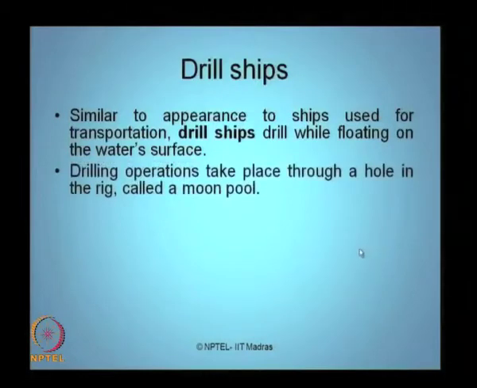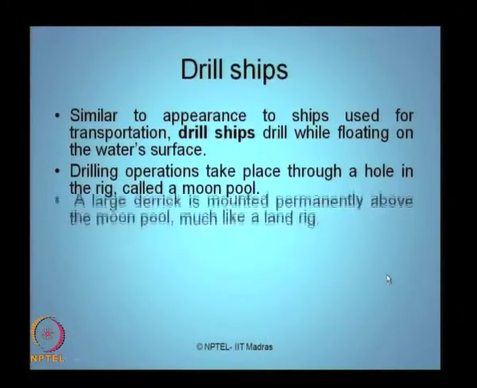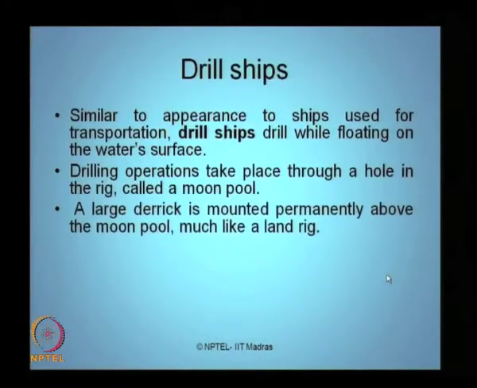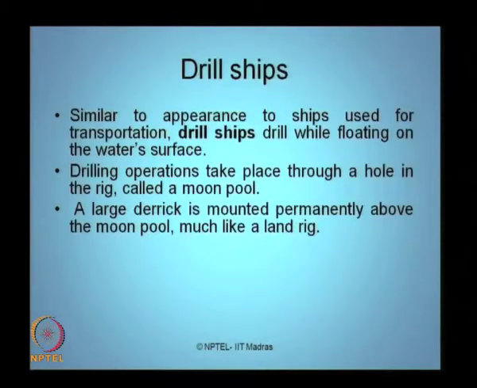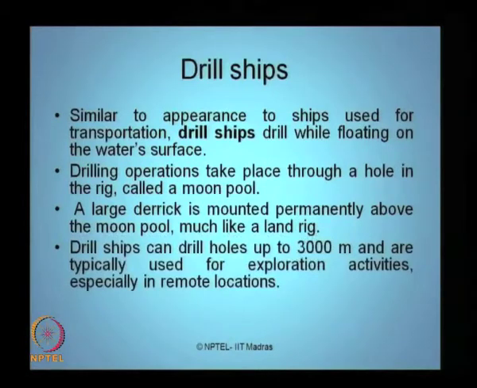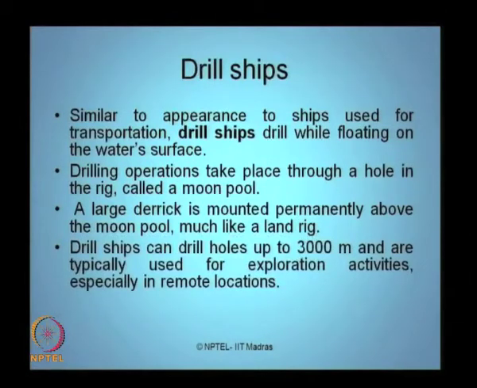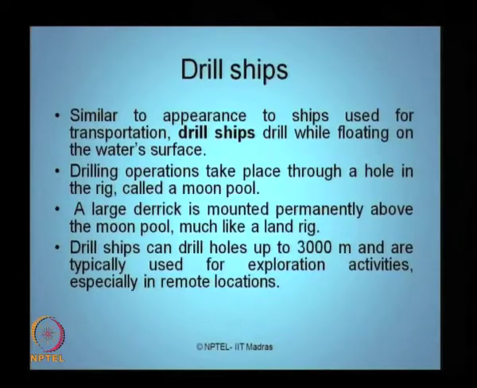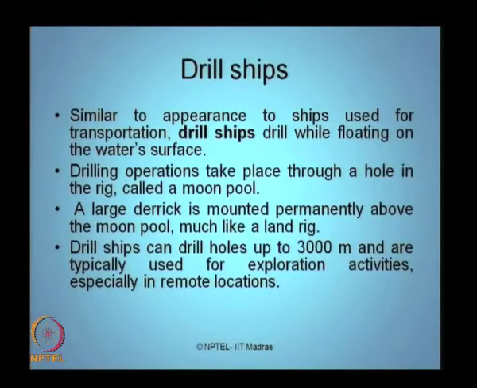During operation, the drilling takes place through a hole which we call a moon pool. The large derrick is mounted permanently above the moon pool, which is similar to that of a land rig. Drill ships can drill holes up to 3000 meters deep and are typically used for exploration drilling. Remember, drill ships are never adapted for production drilling.